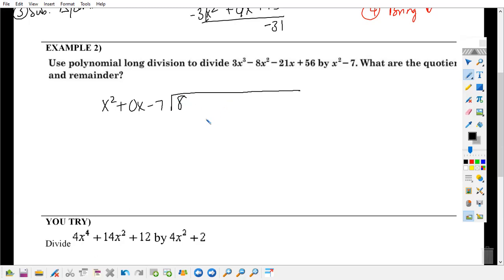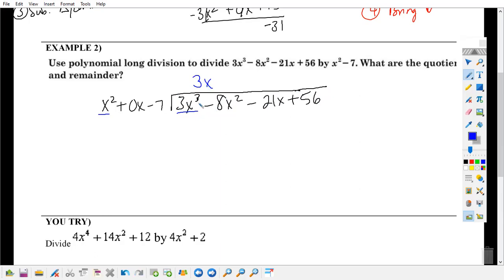That's not an 8. That's a 3. 3x cubed minus 8x squared minus 21x plus 56. Okay? And then I'm going to start by dividing. 3x cubed divided by x squared gives me 3x, right?